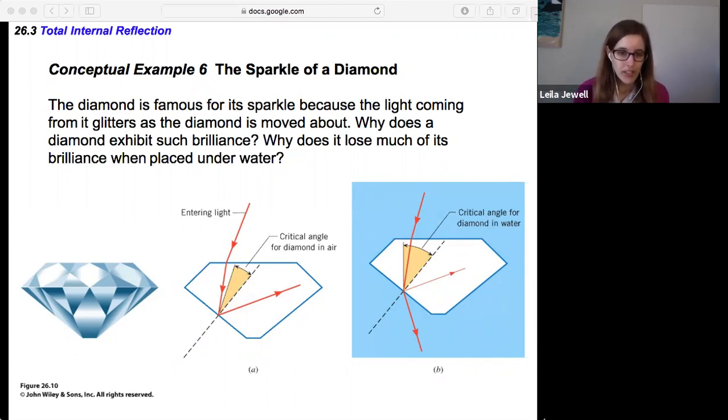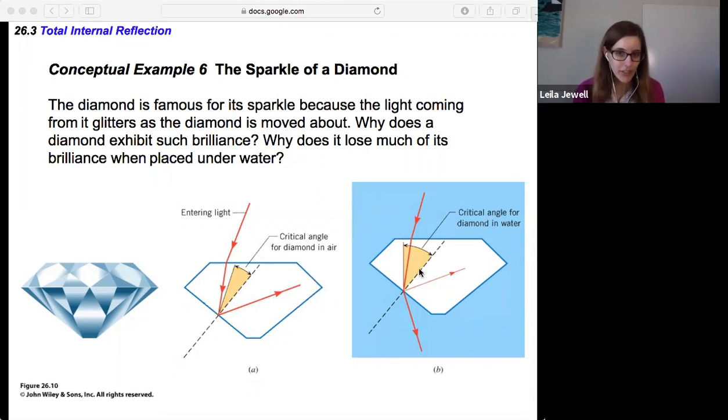Well, if we think back to this example that we just saw, in air, the entering light gets totally internally reflected, and now this light ray is passing up. That's going to produce a bright sparkle if you happen to be looking at that angle, or maybe it reflects off there and comes up to your eye in a different way. So in air, because of this total internal reflection, a lot of the light from above is able to then be reflected back up to the eye from all sorts of different interesting angles.